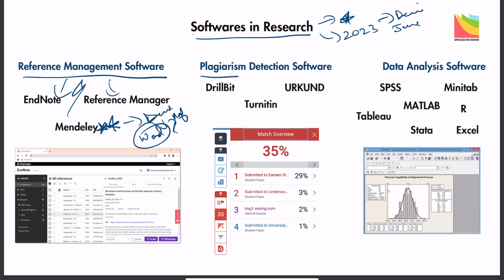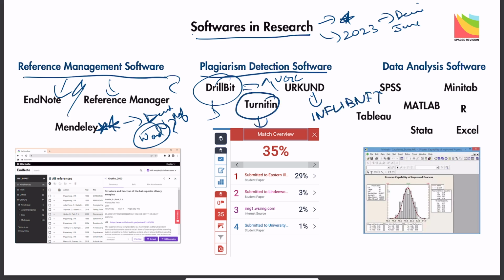Next, we have plagiarism detection software, Drillbit and Urkund. UGC recommends the use of Drillbit and they both come under INFLIBNET. I think Turnitin is probably one of the most common and most popular plagiarism detection software, used across universities all over the world and in India.